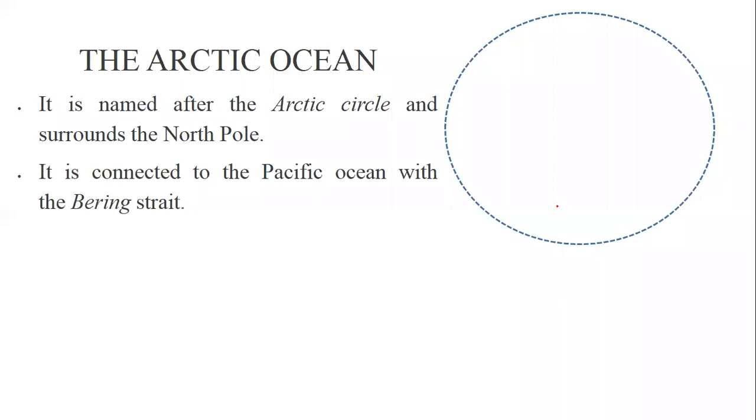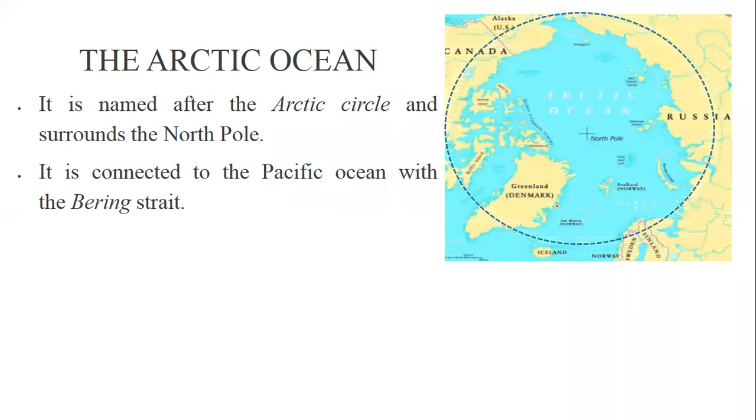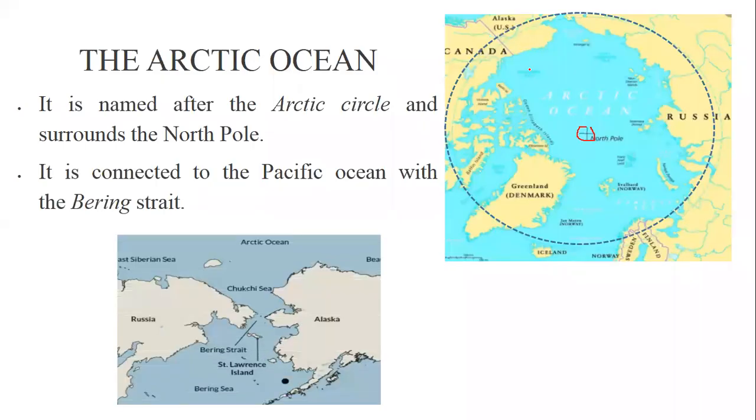The Arctic Ocean. It is named after the Arctic Circle and surrounds the North Pole. It is connected to the Pacific Ocean with the Bering Strait. This is the North Pole. And this is the Bering Strait.